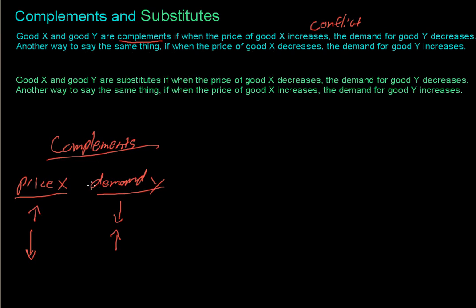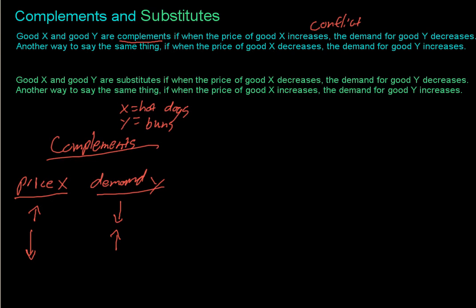If you have a hot dog and all of a sudden hot dogs are really, really expensive, so let's make good x be hot dogs. So we'll have x be hot dogs. So if hot dogs all of a sudden are really, really expensive and y is hot dog buns, then there's going to be less of a demand for hot dog buns because no one's going to be eating hot dogs, so they don't need hot dog buns. The other way around, if hot dogs are really, really cheap, lots of people are going to eat hot dogs, so there's going to be a huge demand for hot dog buns. So that's just a quick example.